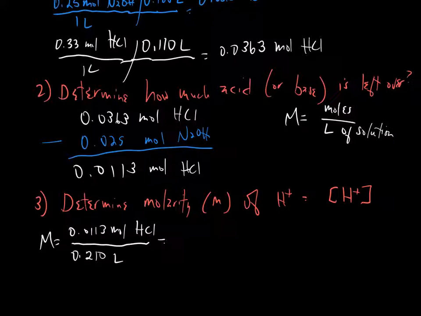So it's 0.0113, divide that by 0.210, and I get 0.0538 molar. That's the concentration of H plus, or HCl. If you want to write it that way, it's fine. Can't really read my own handwriting. It's supposed to be 5.38.